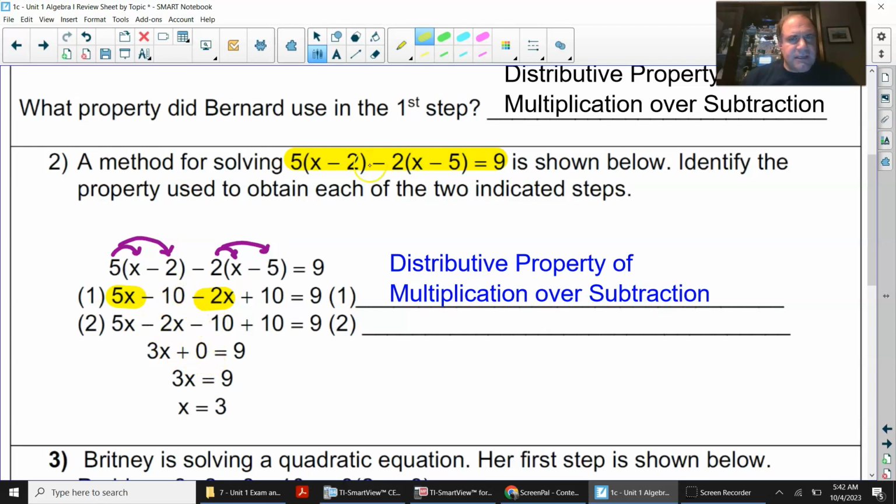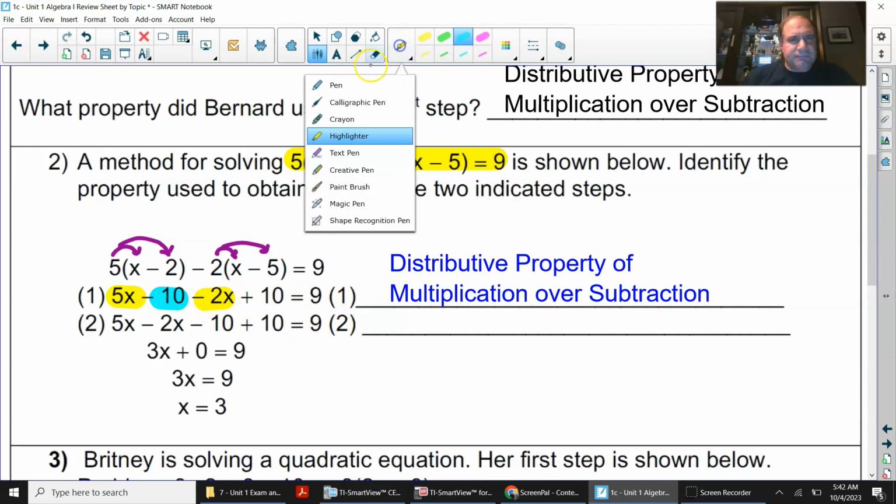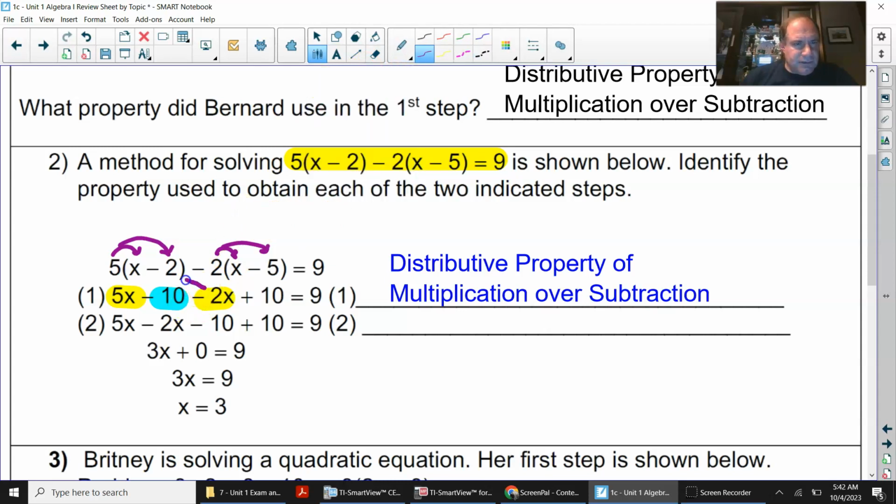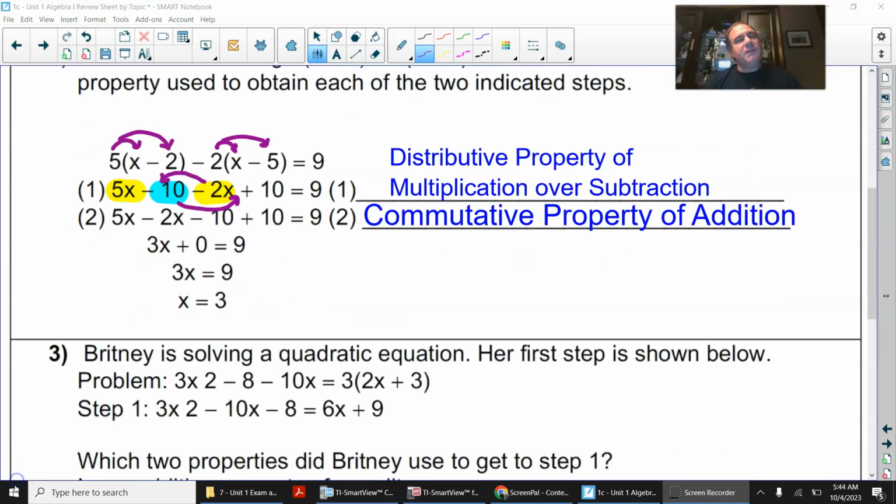Right? And they switched this and the 2x. So then they had plus 10 equals 9. Everything stays pretty much the same there at the end, but they just switched it. They took this and they put it right there. And they took this and they put it right there. And you have to ask yourself, which property is just a move, a switch of order? That switch is a commutative property of addition.